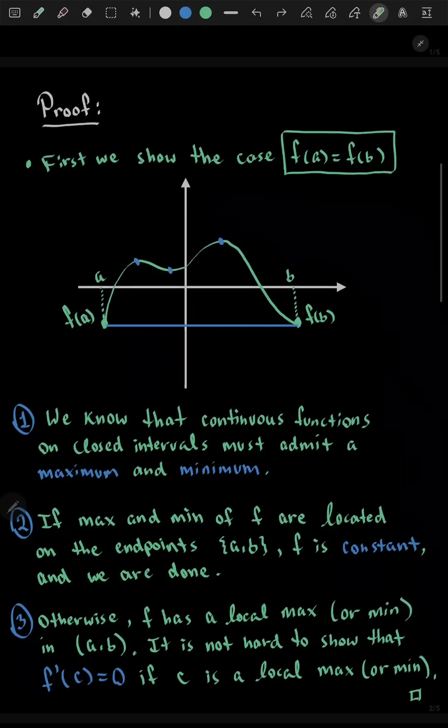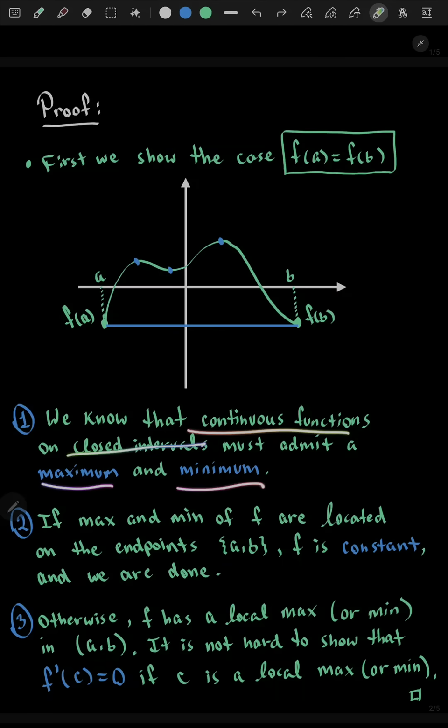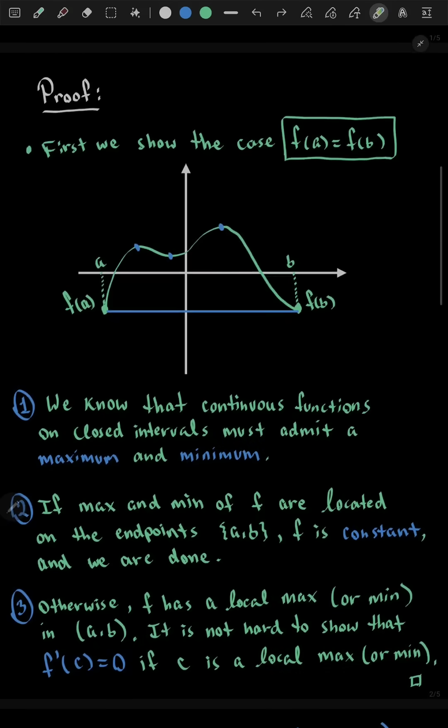So first we have to show the particular case where f of a equals f of b. So this will correspond to a graph of f whose endpoints are at the same level. So the line connecting them is just a horizontal line. And we know that continuous functions on closed intervals must admit a maximum and a minimum point. So this is just Weierstrass's theorem. And if the maximum and a minimum of f are located at the endpoints, so a and b, then f must be constant. And then we're done because the derivative of constant functions is just 0 everywhere.